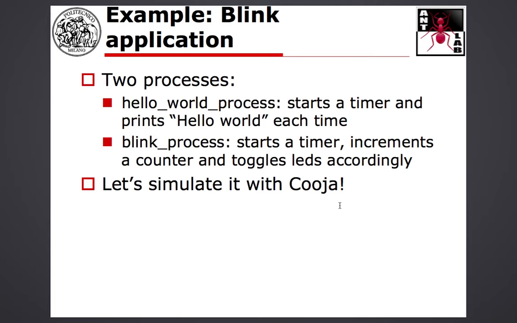We have the first process, which is very similar to the one that we have seen now. So it basically just prints something to the output. To make it a little bit more interesting, we will also use a timer that each time it fires, it will increment a counter and write the value of this counter in the output. Okay, so we will see each time that the output changes. And the second process basically starts a timer and increments again a counter and toggles the LEDs according to this counter. Okay, so basically it performs the same stuff that we have seen, toggling all the LEDs sequentially.